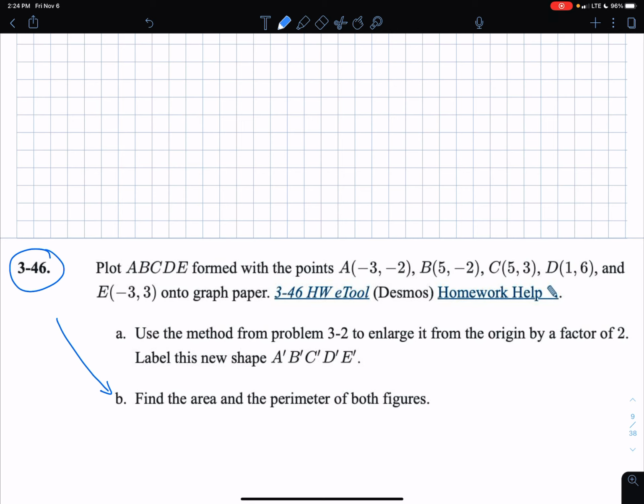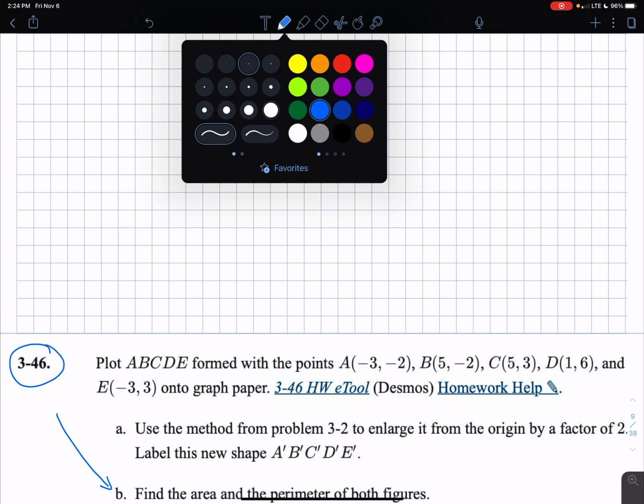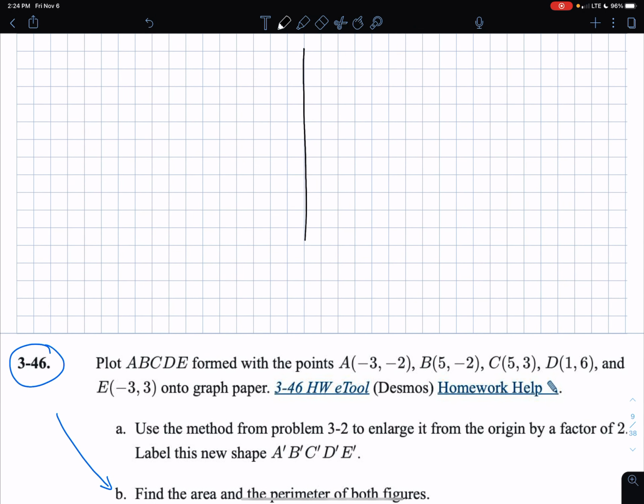What this problem says is plot these 5 letters formed by the points A, B, C, D, and E onto graph paper. And so that's what I have above here. Let's graph these real quick. And so I'm going to draw myself a grid or a coordinate plane. And then I'm just going to start putting dots at the locations where A, B, C, D, and E are. And so A is at -3, -2.